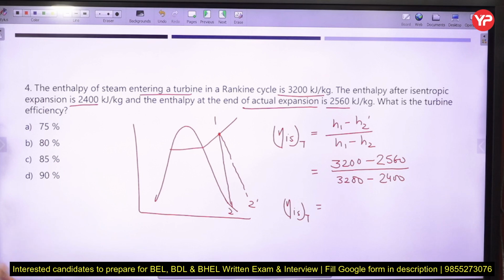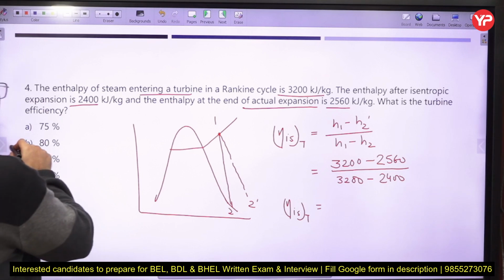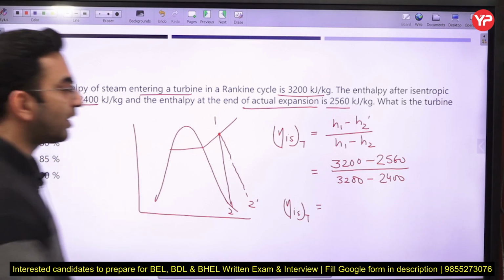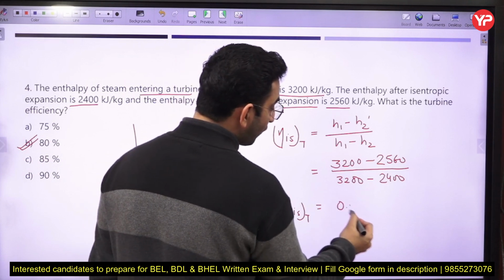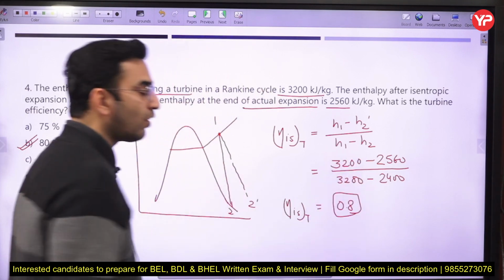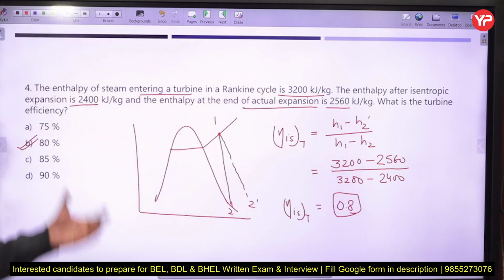So here if you solve this, you will get an answer of around 80% here. So option number A is going to be the correct answer of this, option number B is going to be the correct answer of this question here. Okay, so that is a very simple part.